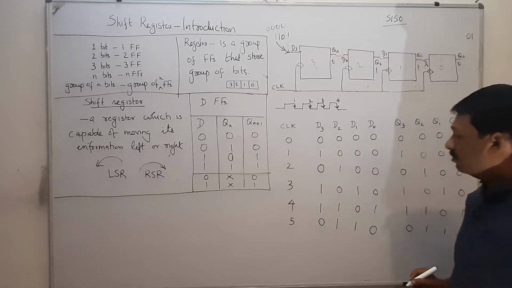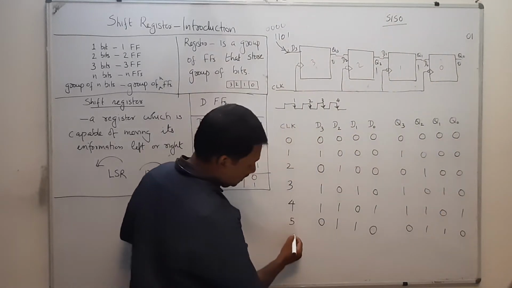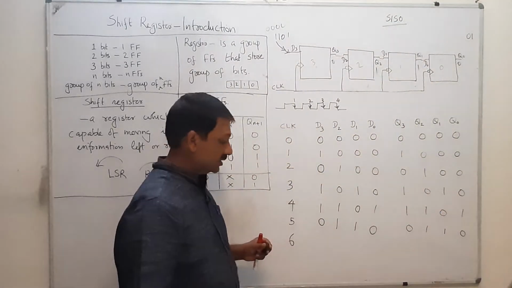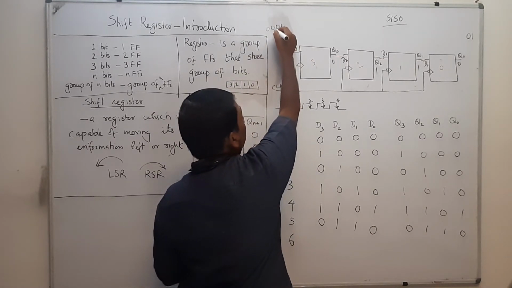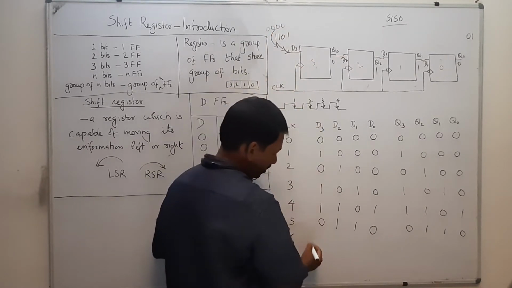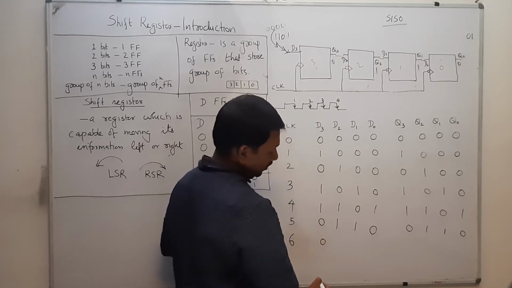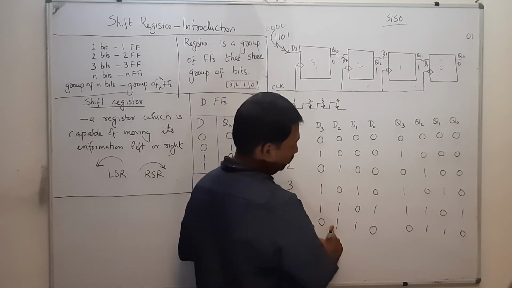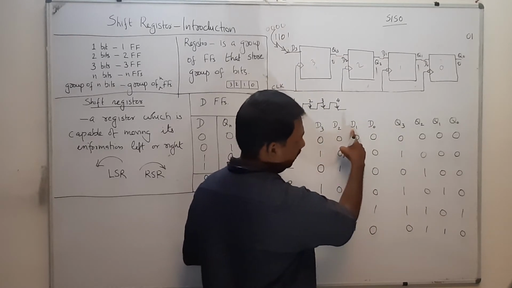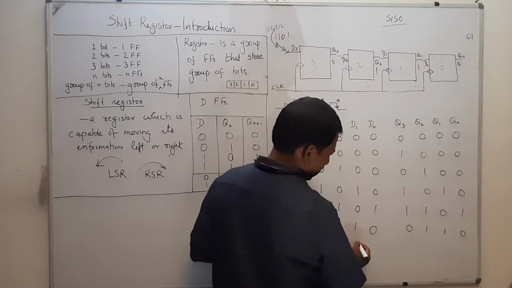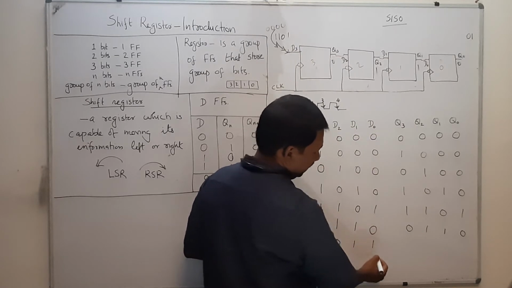Now for the 6th clock pulse, again we give 0 here. What is D2? The previous value of Q3, which is 0. D1 is the previous value of Q2, which is 1. This again is 1.